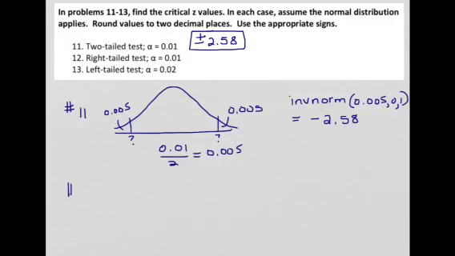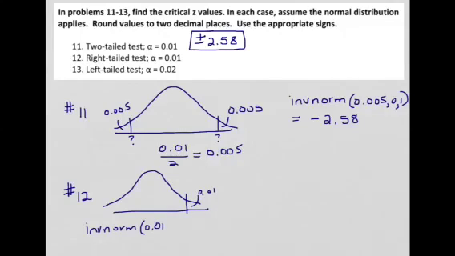In number 12, we are doing a right tail test. So all of the alpha is in the right tail, 0.01. So I'll do inverse norm of 0.01. Now this is going to give me a negative answer, and on a right tail test I should have a positive critical value. So all I have to do is just take the negative off once I find this. So this is negative 2.33. So for my answer I'll just say positive 2.33, and that's my answer for 12.